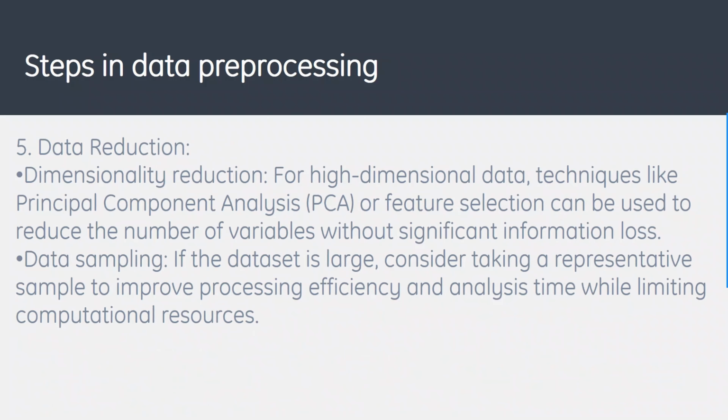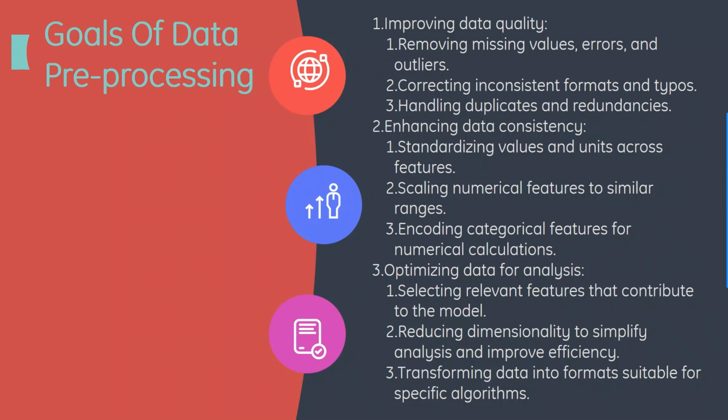Fifthly, we have data reduction. Dimensionality reduction for high dimensionality data, with techniques like principal component analysis, which is PCA, or feature selection, can be used to reduce the number of variables without significant information loss. Data sampling: if the dataset is large, consider taking a representative sample to improve the processing efficiency and analysis time while limiting computational resources. So what are the goals of pre-processing?